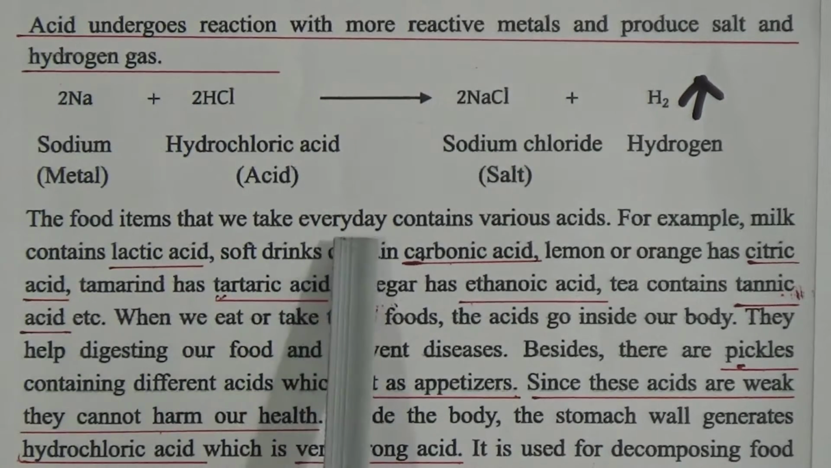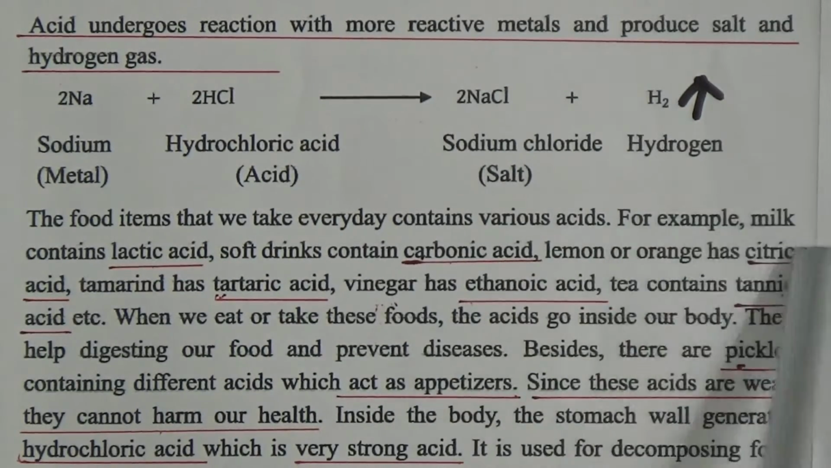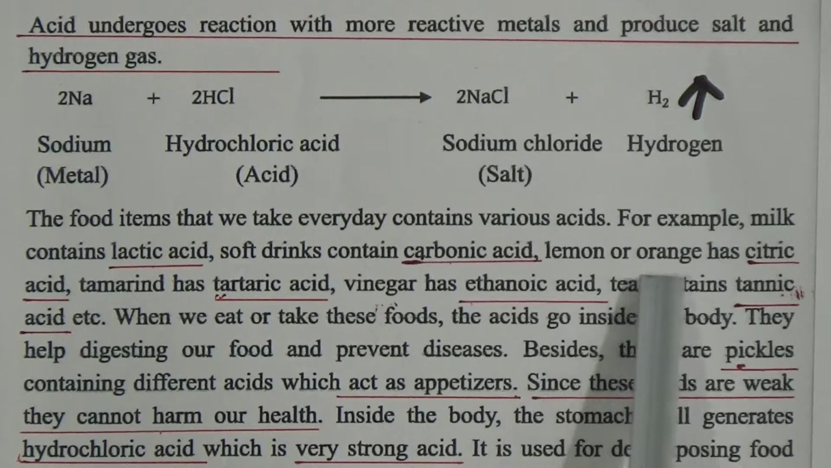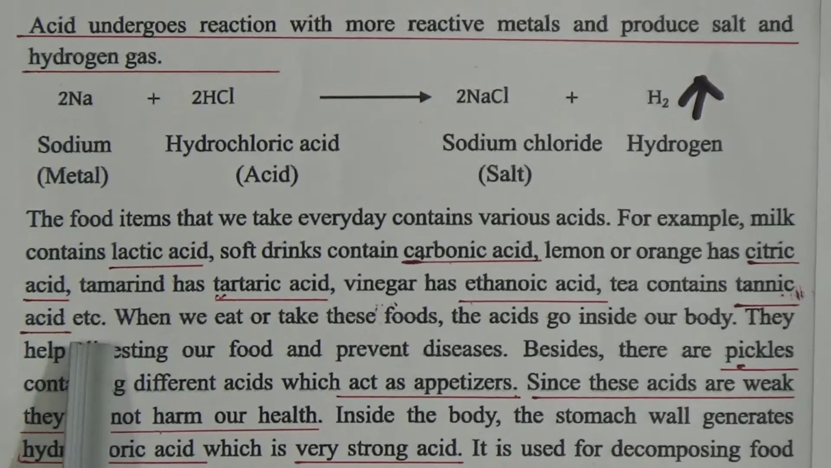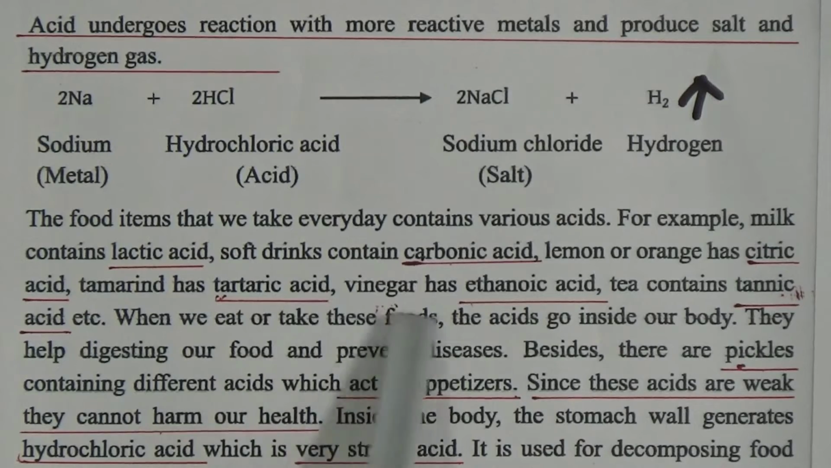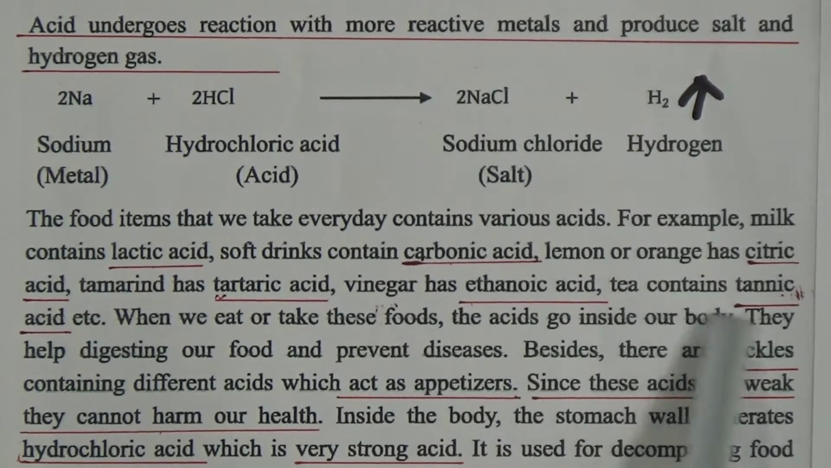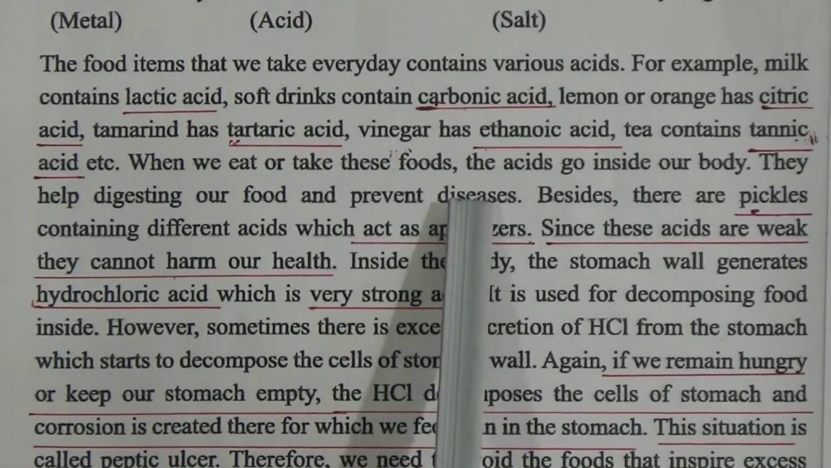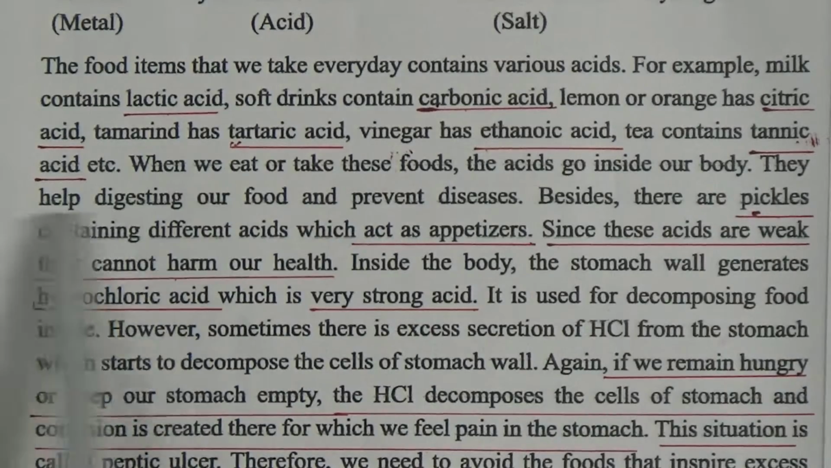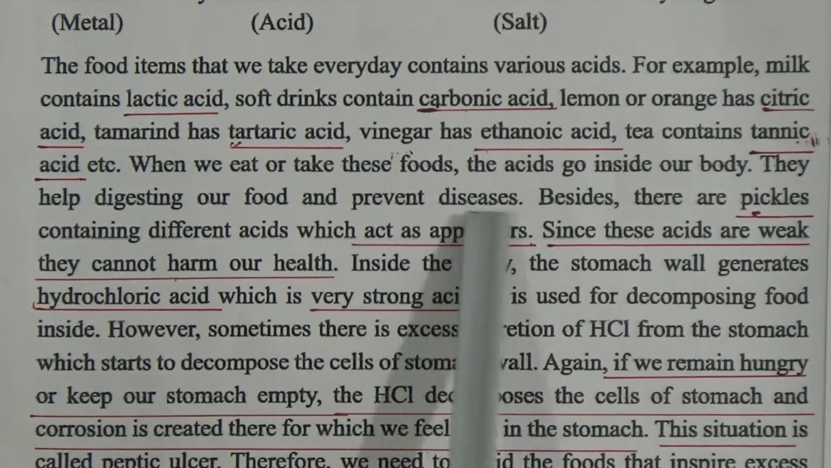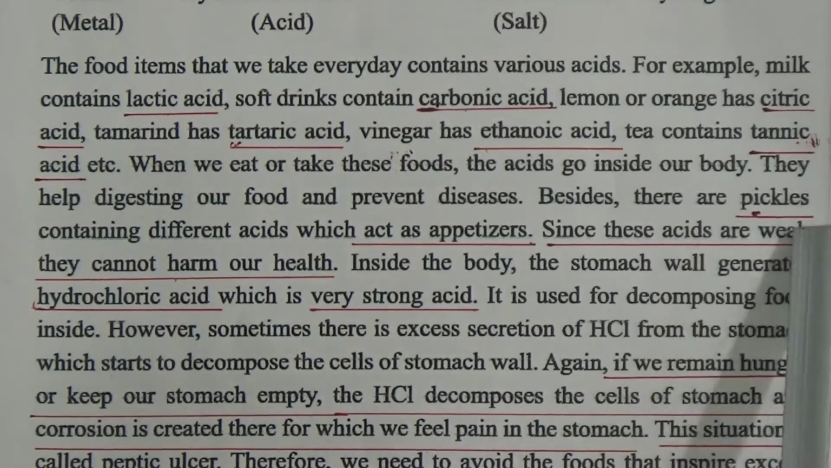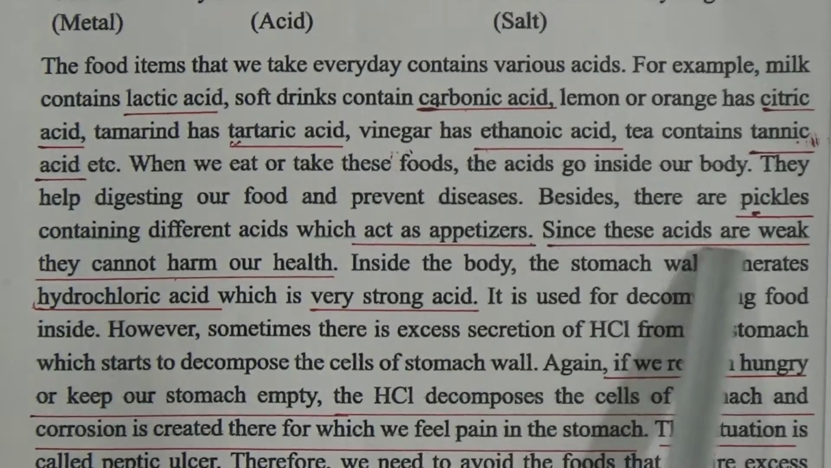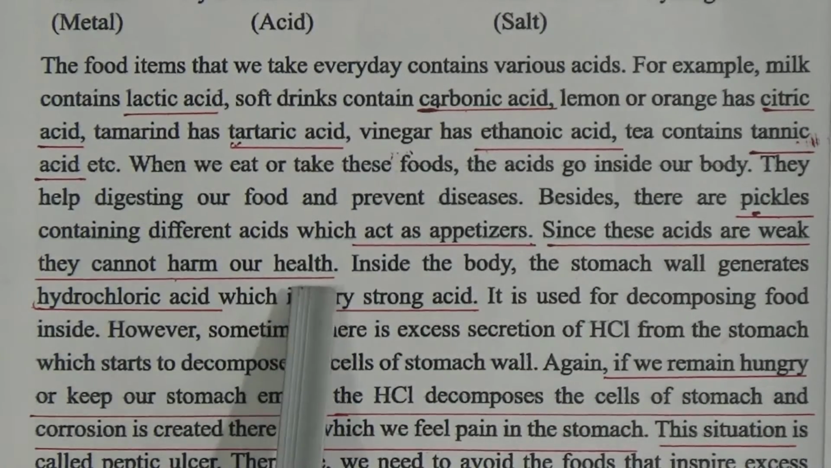Now the food items that we take every day contain various acids. For example, milk contains lactic acid, soft drinks contain carbonic acid, lemon or orange has citric acid, tamarind has tartaric acid, vinegar has ethanoic acid, tea has tannic acid. And when we eat this food, the acids go inside our body. They help digest our food and prevent diseases. Besides, there are pickles containing different acids that act as appetizers. And since these acids are weak, they cannot harm our health.